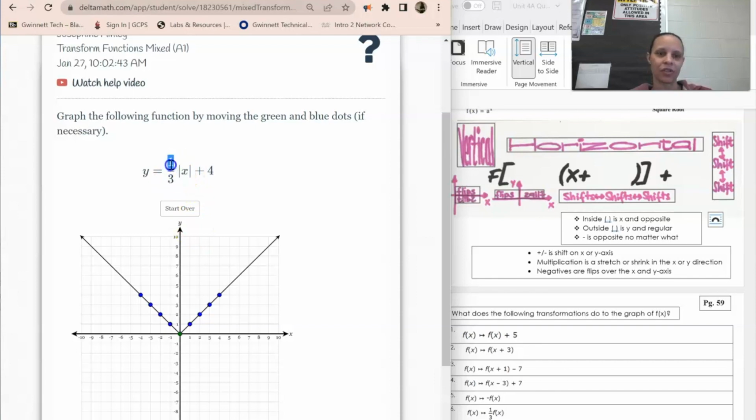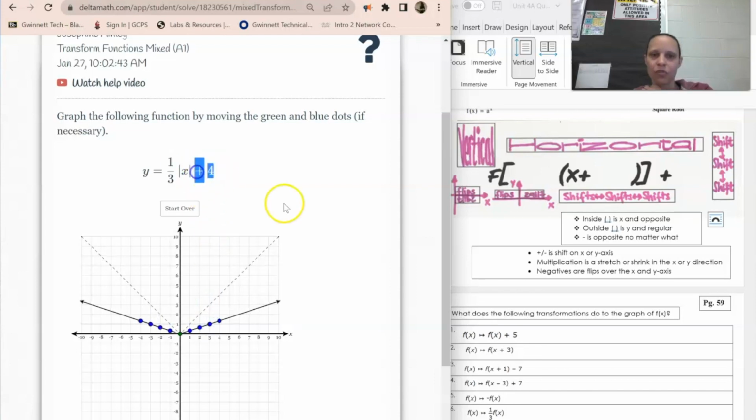All right, I have a third outside. We just talked about this on the last question. All right, a third outside. Outside is y and regular. A third is multiplication. Shrink is a fraction. Stretch is a whole number. So shrink, y, and what I think. Okay, regular. So I'm going to take something that's divisible by 3, like the number 3. 3 divided by 3 is going to give me 1. So I'm going to shrink it in the y direction.